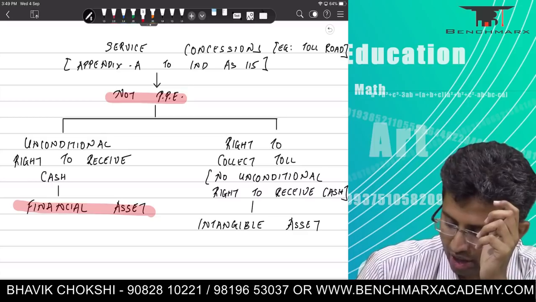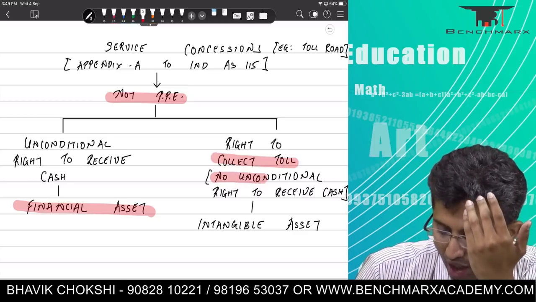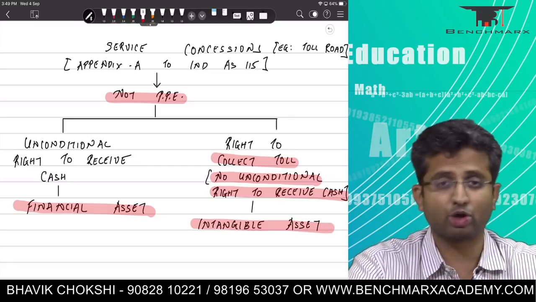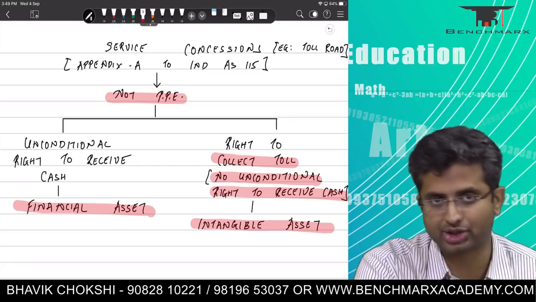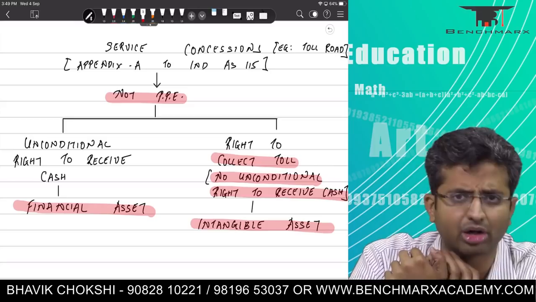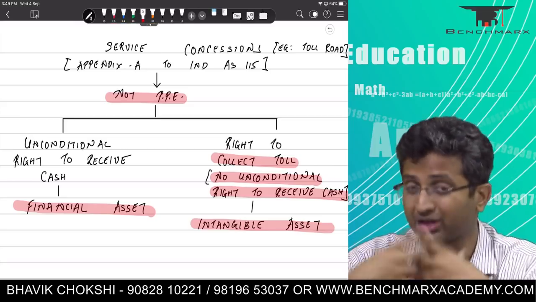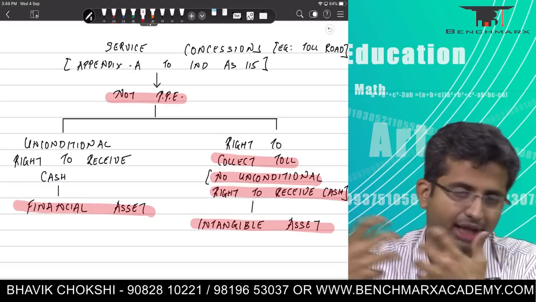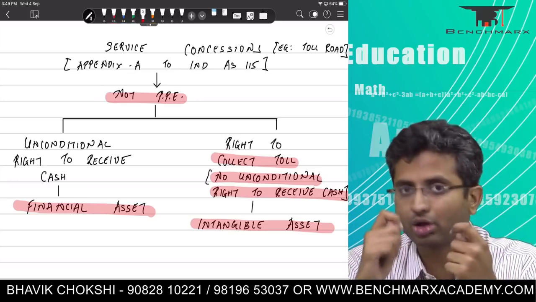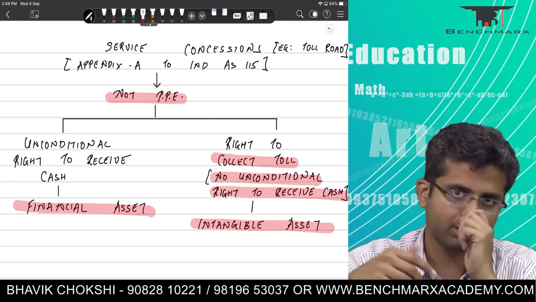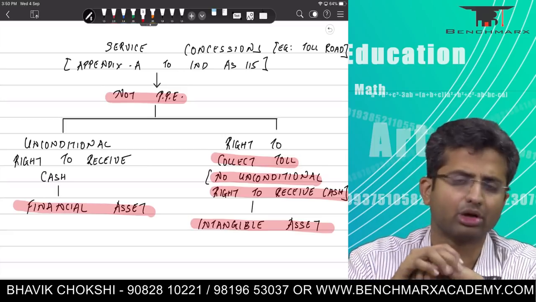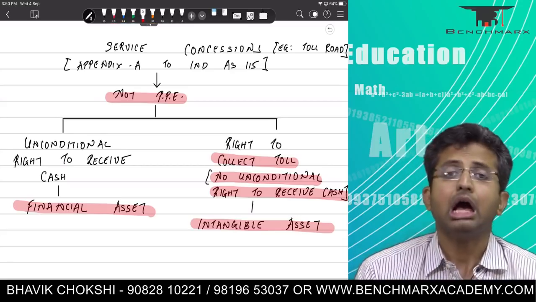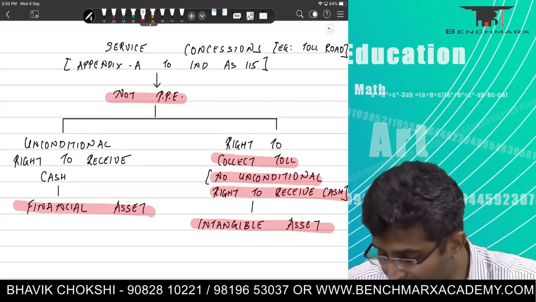And as a result, this right to collect toll, where there is no unconditional right to receive cash, is to be shown as an intangible asset. Your journal entry will be intangible asset account debit, to, let us say, construction revenue. You're not getting cash, you're not getting a financial asset as well, but you are getting a right, an intangible. Government would not have given you a right to collect toll had you not constructed the bridge, and hence this gets recorded as an intangible asset. This is an appendix. Okay, so that does take care of Ind AS 115.